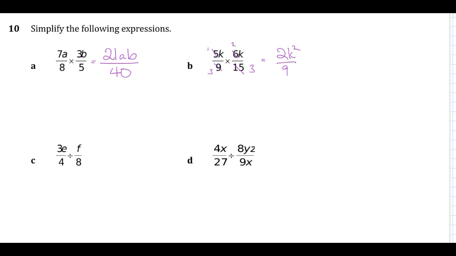As an aside, because multiplication is commutative, I can actually rewrite the original expression as 5k times 6k over 15 times 9. So what I'm doing is I'm reversing that. These aren't the same fractions, but the multiplication will work the same way. This is just to show you that 15 divided into 5 is 1 over 3. 6 over 9 is 2 over 3. So now I still get 2k squared over 9.